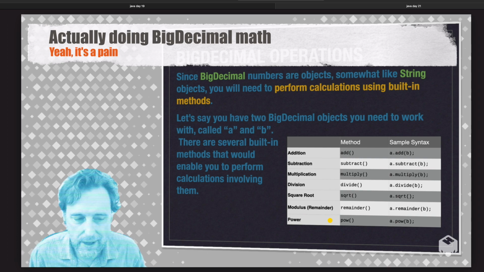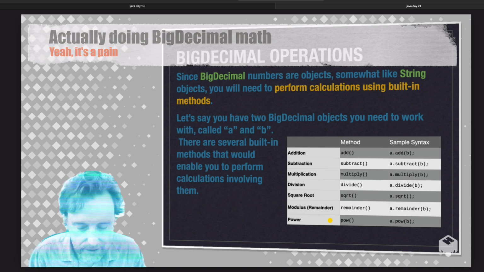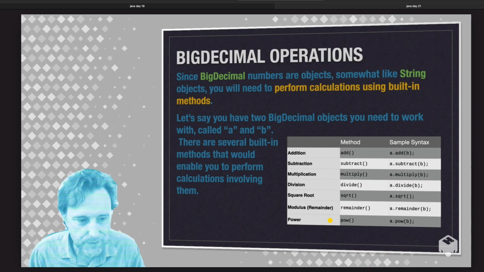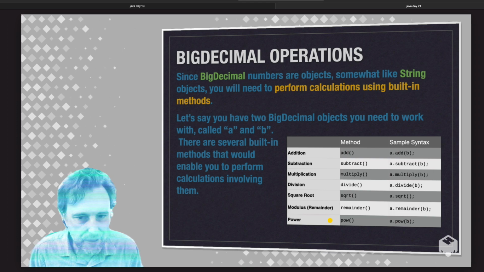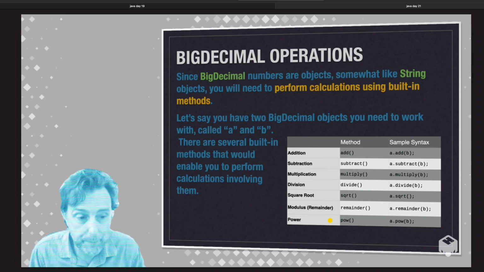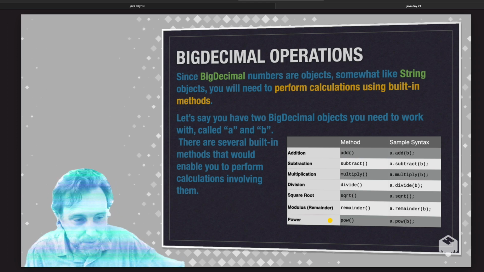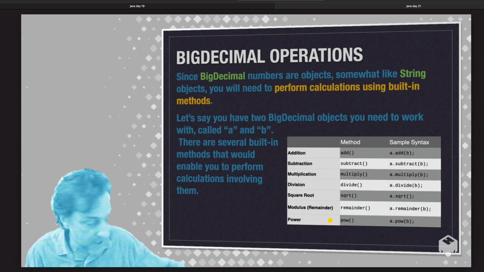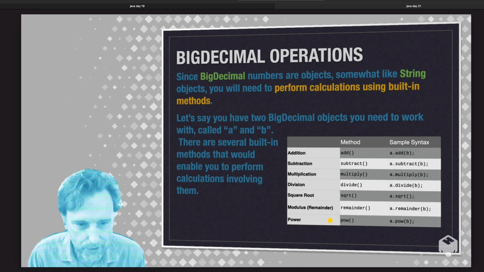So yeah, that's right. We cannot use the plus operator or the minus operator. When doing BigDecimal math, we have to use these built-in methods: add, subtract, multiply, divide, square root, remainder, power. So power is maybe the one thing that is easier to do in BigDecimal than it is to do with doubles, but everything else is harder.